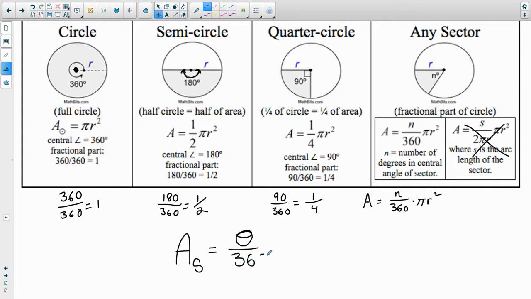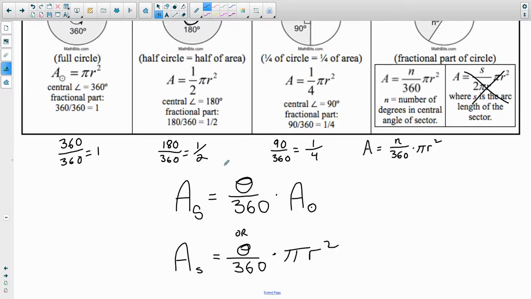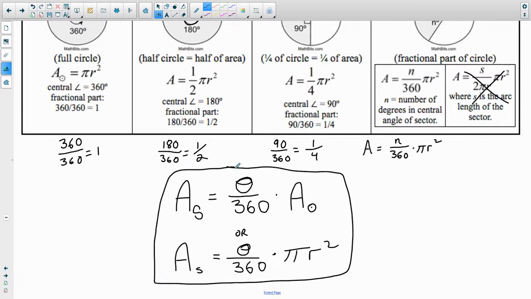That's going to tell you what part of the whole you are looking for, and you're going to multiply that times the area of the whole circle, right? Now, the area of the sector is equal to your central angle out of 360. You either have the area of the circle or you have to calculate it by doing pi r squared. So either of these versions will work in most cases. Let's take a look at some problems.